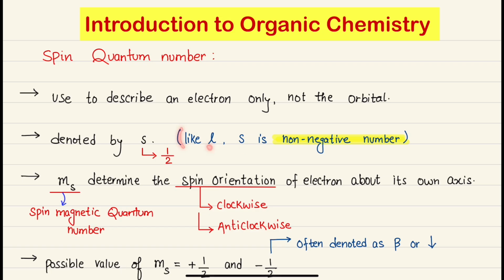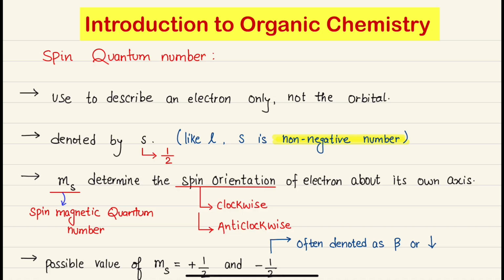Like L, S is also a non-negative number. This is very important. L means the azimuthal quantum number. Like L is a positive number, similarly this S is also a positive number, that is, a non-negative number. And this S value for an electron is given as half.